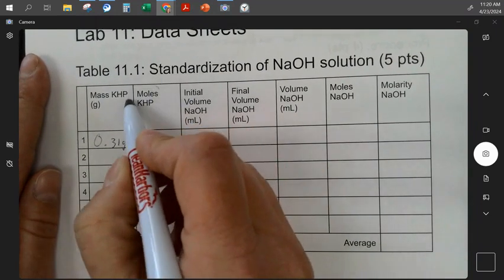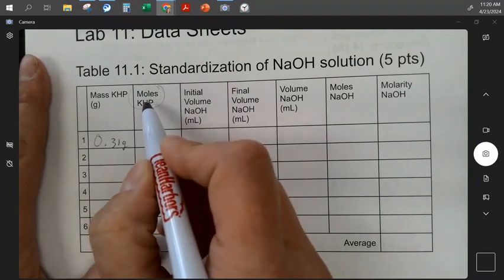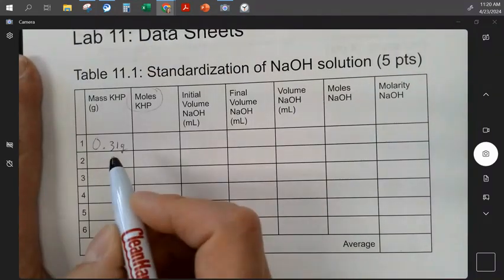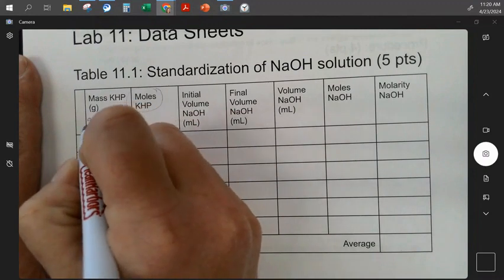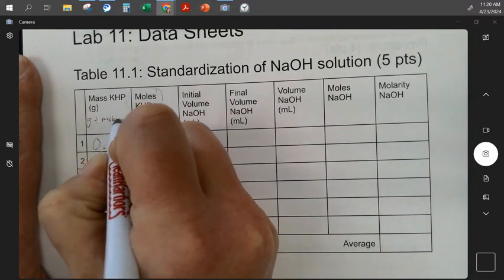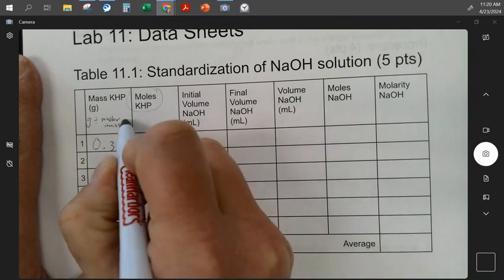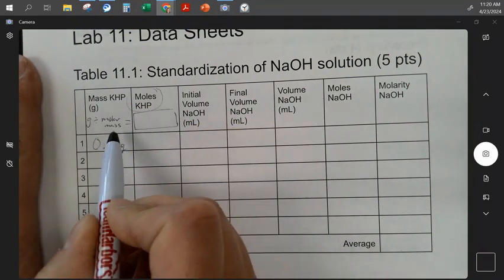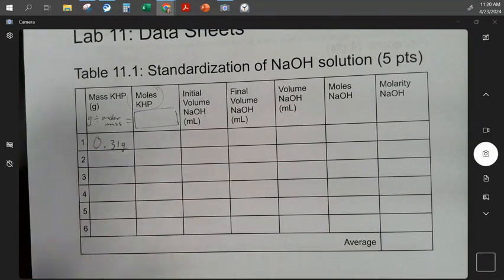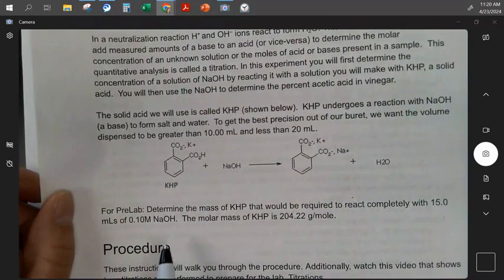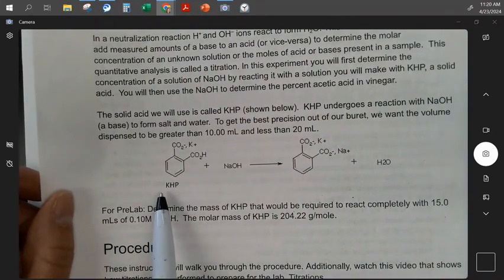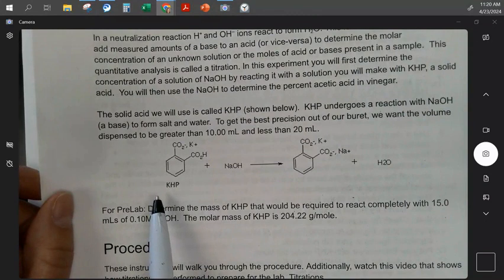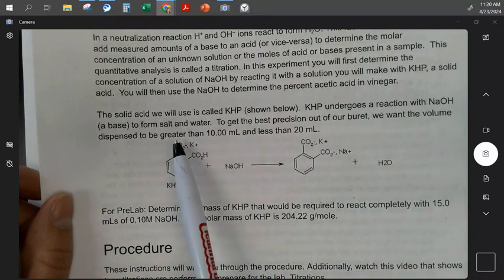All right, the first step we need to do is to find the moles of KHP. So we need to take grams and divide by the molar mass, and that will give us the moles of KHP. So we need to find the molar mass of KHP. In the instructions that we use, this is KHP. KHP is an abbreviation. This is not the formula. Oh, they even have the name?